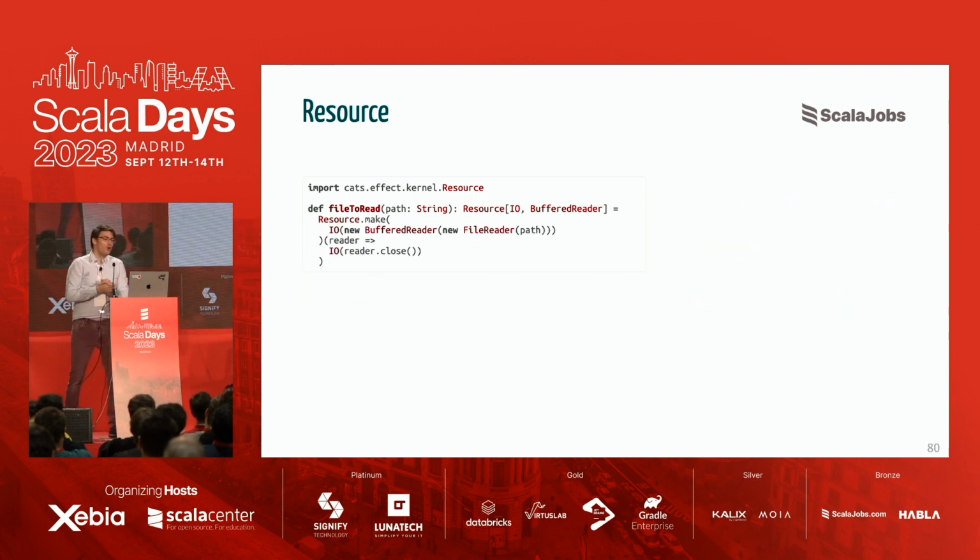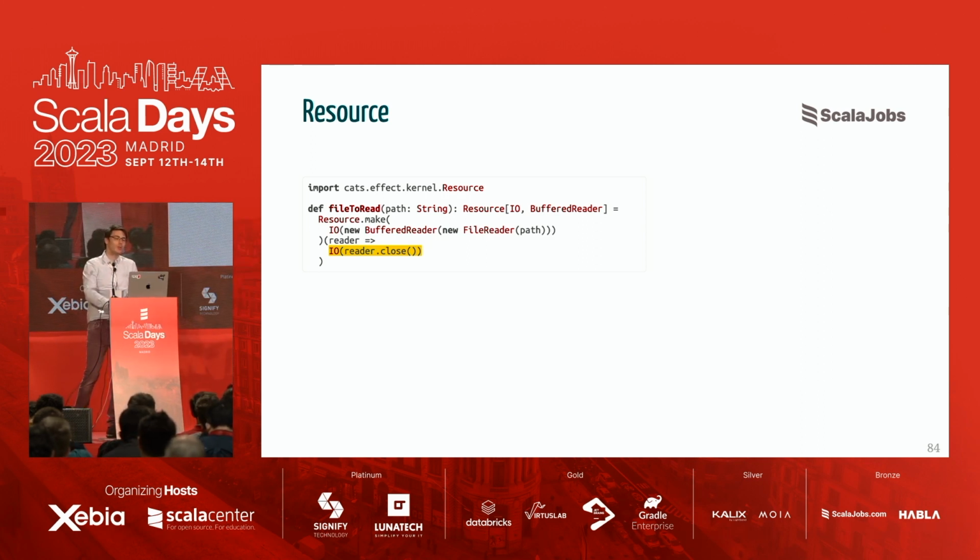Now I would like to show you how to create resources. In the API, there are lots of constructors, but the most common one is called make. And make takes two parameters. The first one is how to create the resource, and the second one is how to close the resource. And again, you need to use IO everywhere. It's annoying, but it has some good reasons.